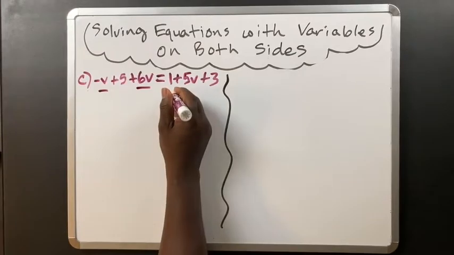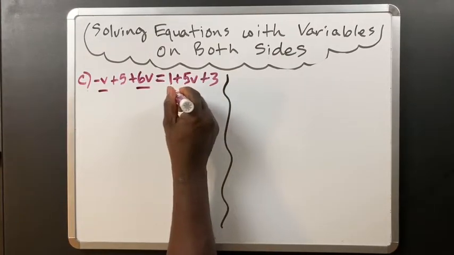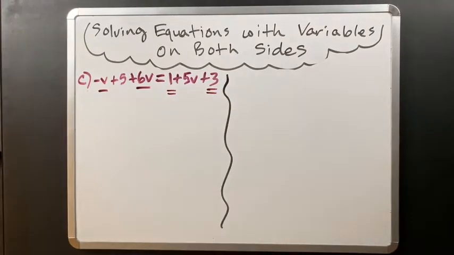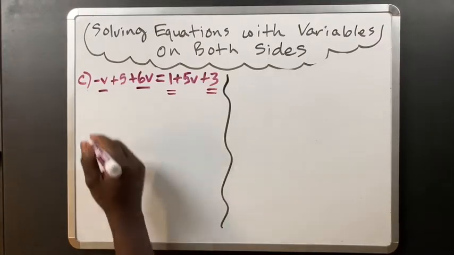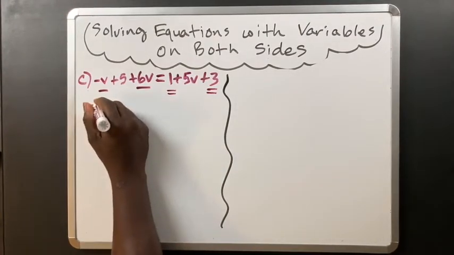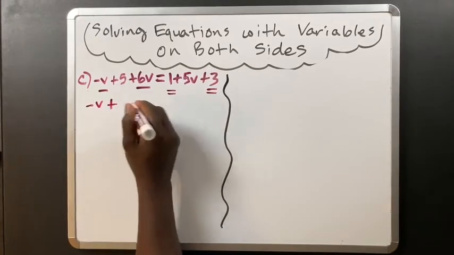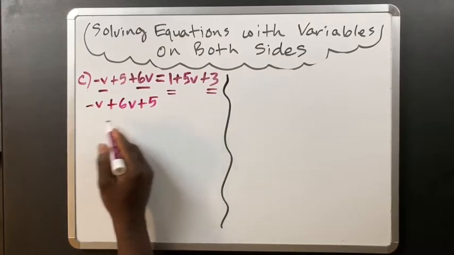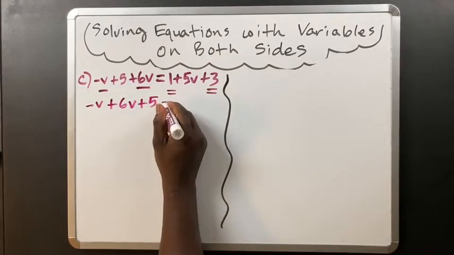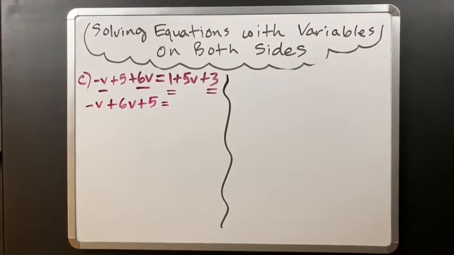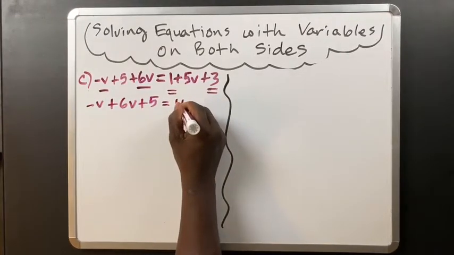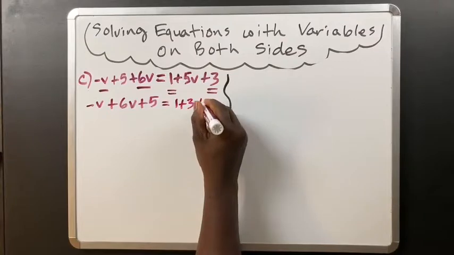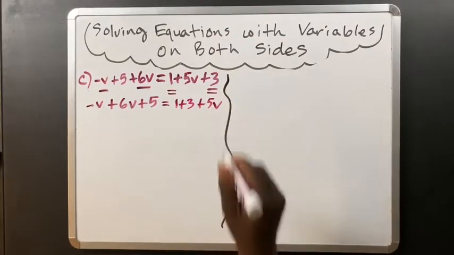And I also noticed that we have like terms here as well. So I'm going to identify them as like. Now I'm going to group these terms using the commutative property of addition. So I have negative v plus 6 times v plus 5. So now that I have them next to each other, and then write the equal sign, and then I have 1 plus 3 plus 5 times v.